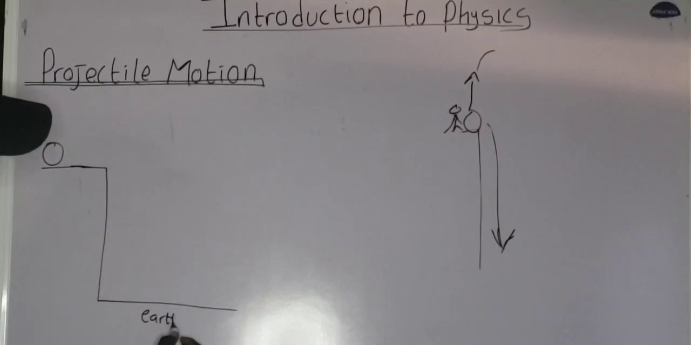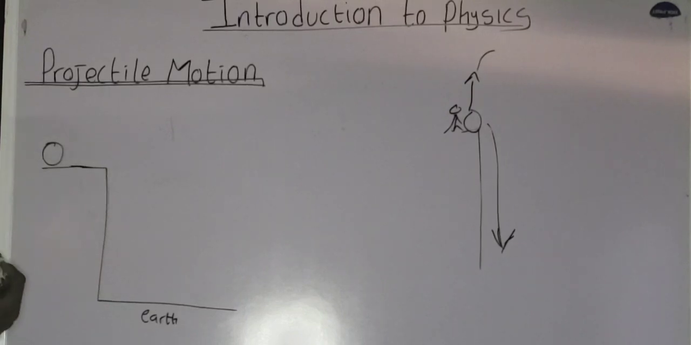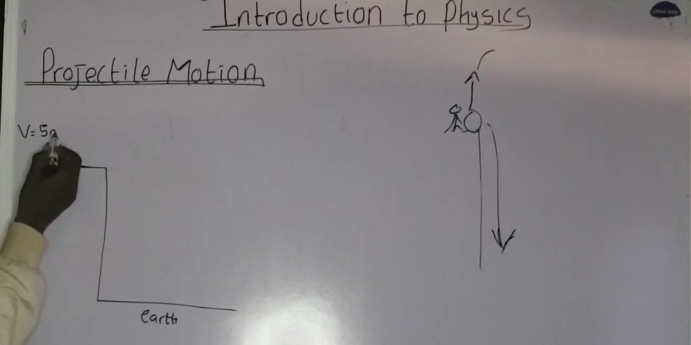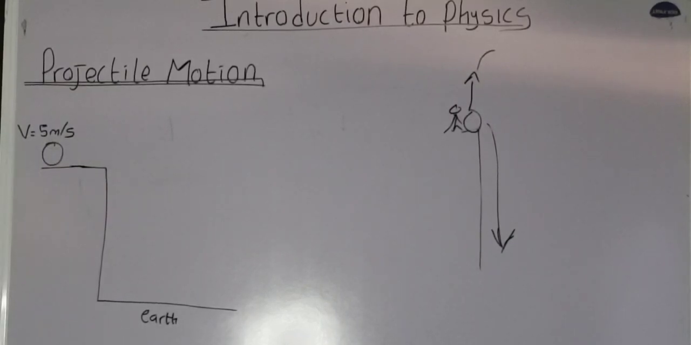Don't forget, a projectile refers to an object that is acted upon by gravity. When the motion of an object is acted upon by gravity, we can call that motion projectile motion. But the body that undergoes projectile motion is known as what? Projectile. Now let's assume that this ball is kicked with a velocity of 5 meters per second.